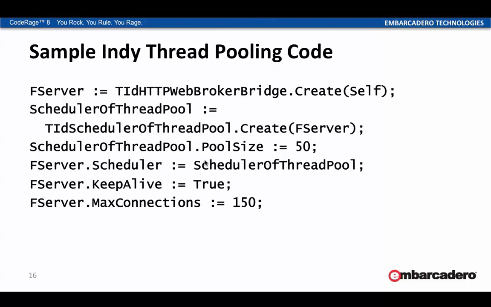What you can add is the creation of an Indy scheduler of thread pool, set a pool size. This is the number of threads that will be pre-allocated and kept around, and then assign the scheduler to the server. This code would generally make a significant difference compared to the plain code that the wizard generates. And in the future, we are planning to update the wizard to include this code out of the box.